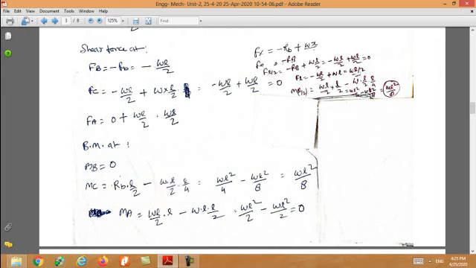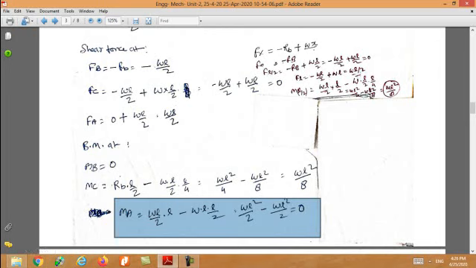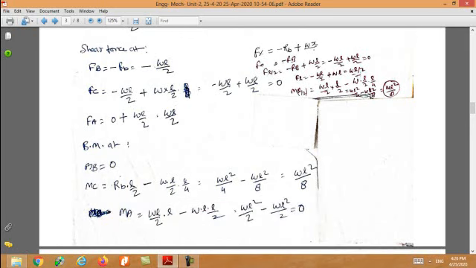So finally you will get WL square by 8, and at the support MA it will be 0, but you should calculate it. Why should you calculate? Because after calculation you can check that your calculation is correct. So you can see WL by 2 into L, it is anti-clockwise, positive, and minus WL into L by 2, it is minus because it is clockwise. So finally it is 0.